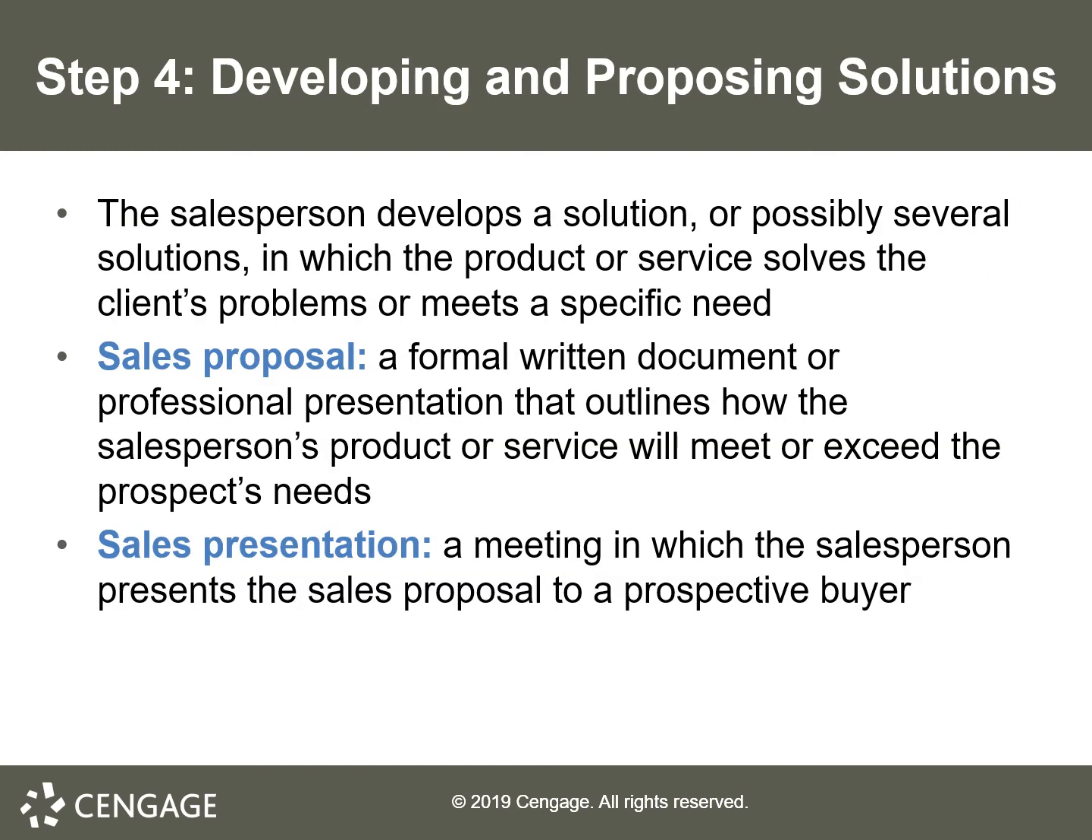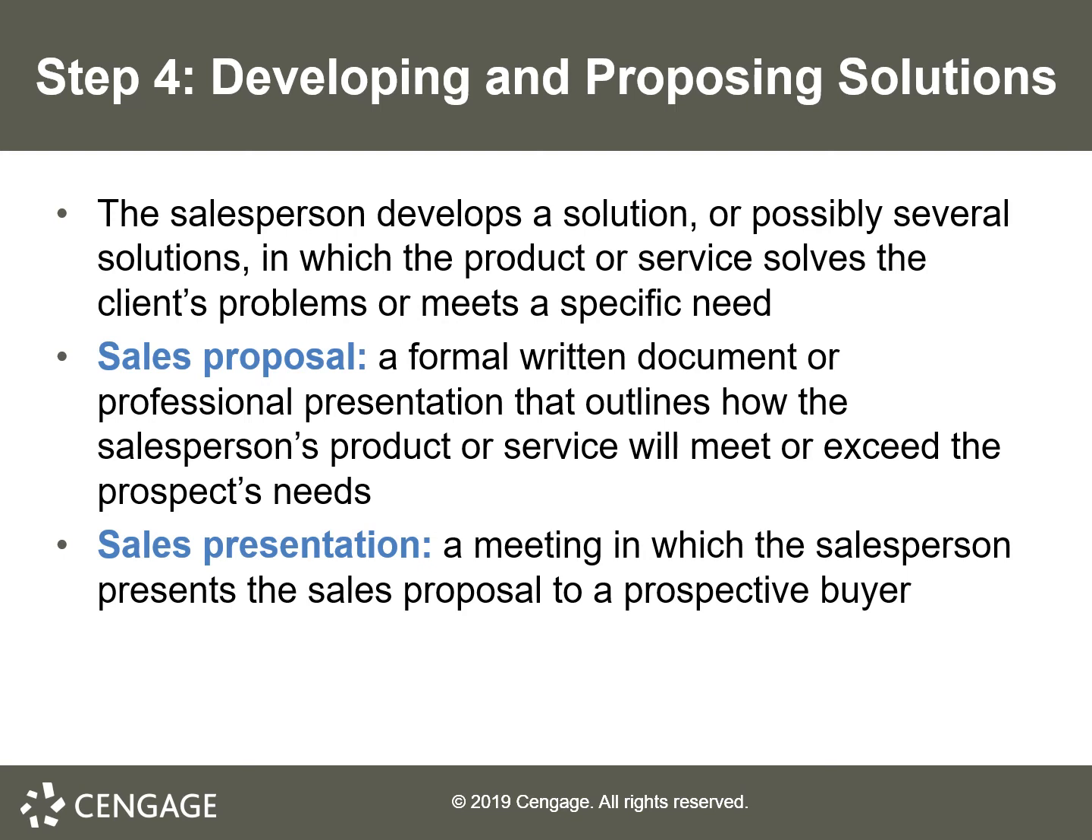Step 4 is developing and proposing solutions. The salesperson develops a solution or possibly several different types of solutions or options in which the product or service solves the client's problems or meets a specific need. He or she creates a sales proposal. A sales proposal is a formal written document or professional presentation that outlines how the salesperson's product or service will meet or exceed the expectations or the needs of the client.